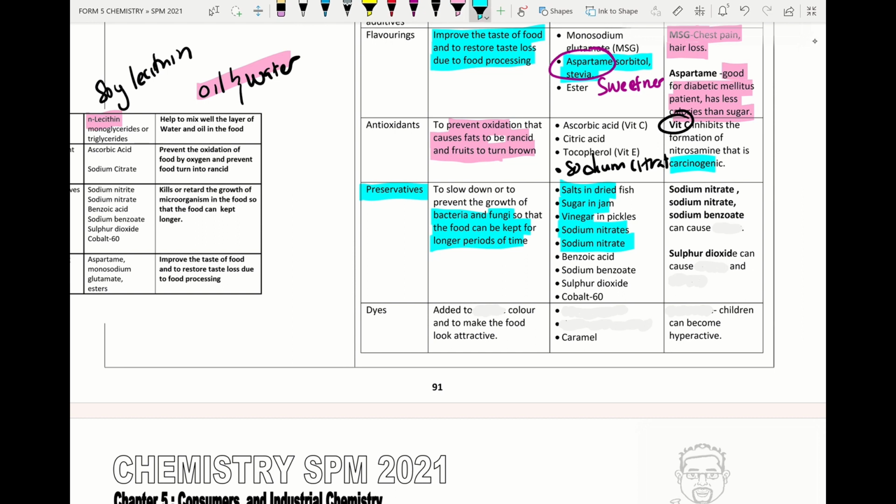Please remember, if let's say they give any canned food, they put here an expiry date 2023. Which of the following radioactive rays is used to destroy the microorganism in the food? So the answer is cobalt 60. Please remember all these. And the side effects: sodium nitrite, sodium benzoate, sodium nitrate, all these can cause cancer. Please remember, sulfur dioxide can cause asthma and allergy.